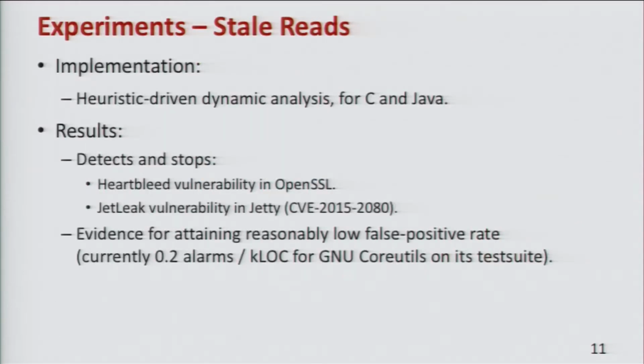We have also run our tool on GNU coreutils, doing the dynamic analysis using the test suite supplied with coreutils, and we got a false positive rate of about 2 false positives per 10,000 lines of code, which is pretty reasonable considering this is still very preliminary research. And that's the end of my section, and now I will turn it over to Professor Goues.